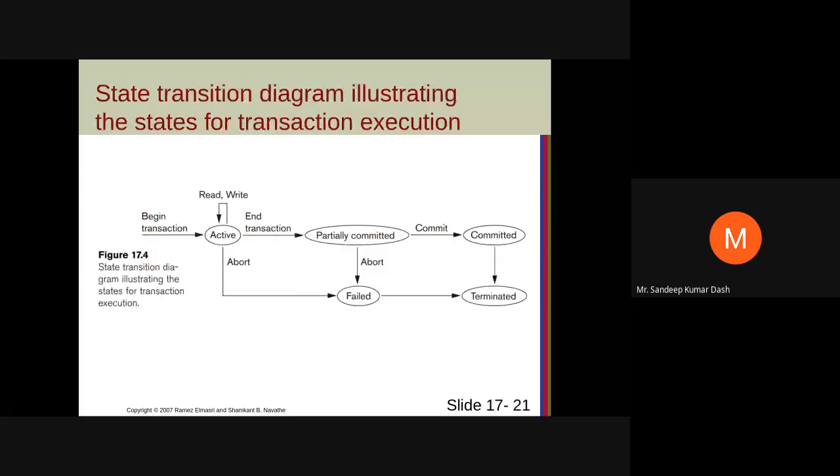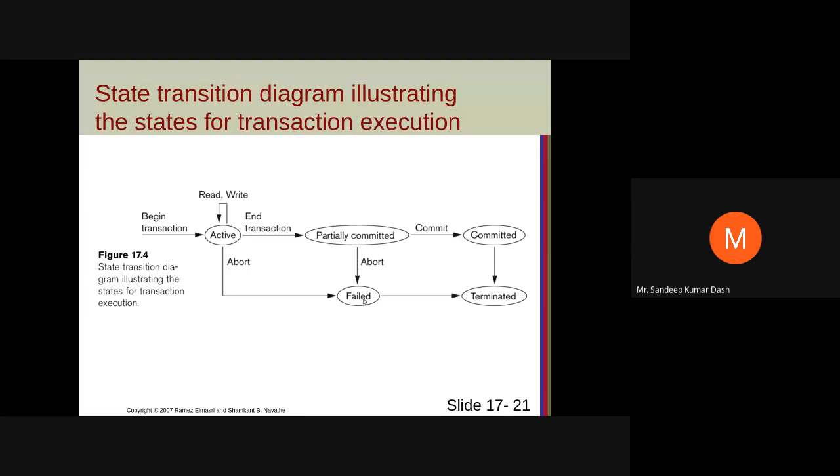When you say end transaction, every operation in the transaction is complete, and then it comes into the partially committed state. When commit is written, it goes to the committed state. Suppose before completion of all the operations in the transaction, it fails or aborts, it comes to the failed state.